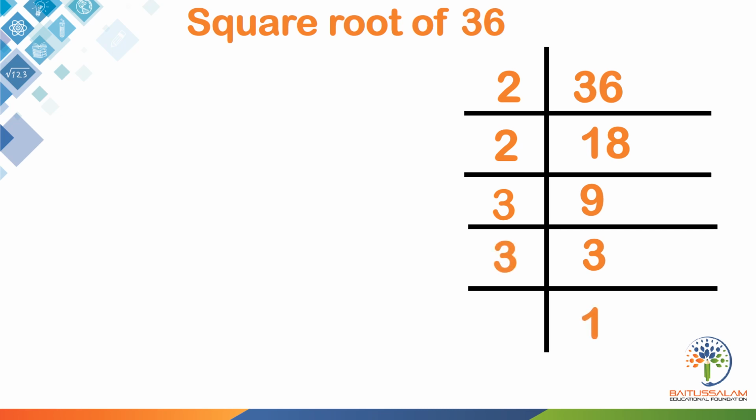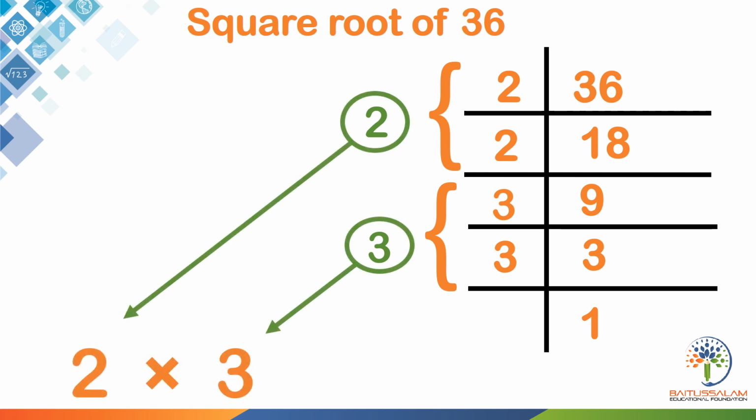In order to find the square root, we will have to make pairs of 2. Here in this question 2 pairs are made. One is of 2 while the other one is of 3. In the very end they both are multiplied and we get the square root, that is 6.